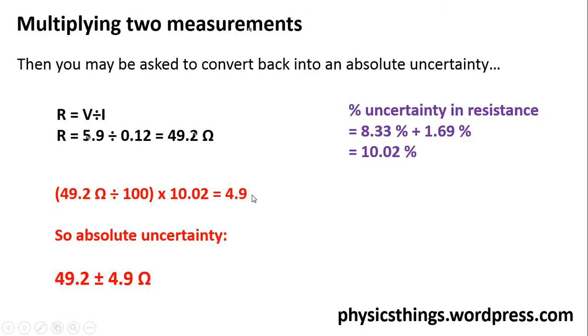And then we stick that back into the absolute uncertainty form: 49.2, my calculated value, plus or minus my absolute uncertainty obtained from using the percentage and finding out what that percentage is of my value.